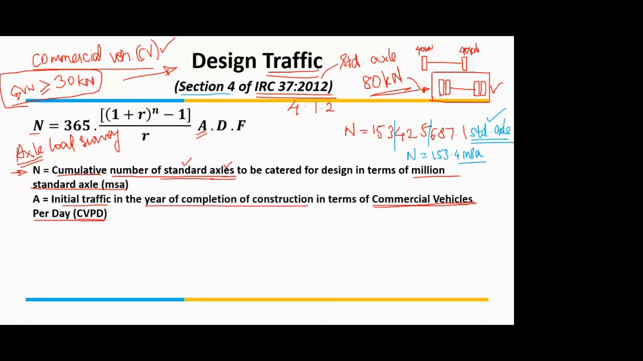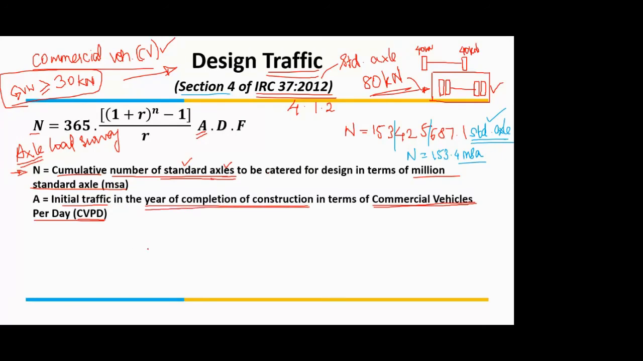More of it I'll explain in detail with photographs, so that you will get a clear idea about it, but not now. Maybe in the next lecture related to design traffic, I'll let you know what the axle load survey is in detail. So you will come to know the commercial vehicle count by combining this axle load survey and traffic count survey data, and that traffic should be in the year of completion of construction.